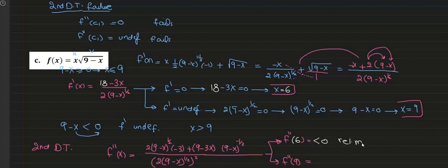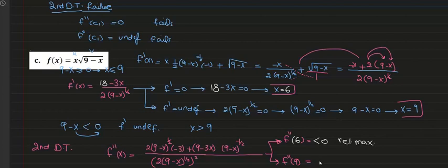A relative maximum. Now substitute the 9 in the second derivative, and whatever the sign is, we know that here.